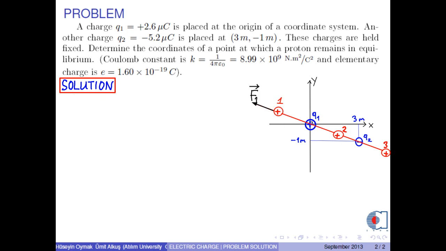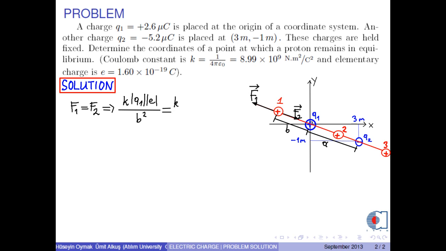The force on the proton due to Q1 is a repulsive force, and the force on the proton due to Q2 is an attractive force. If we denote the distances as b and b plus a, because the proton remains in equilibrium, the magnitudes of forces F1 and F2 have to be the same. So we write F1 equals F2. F1 is found by the formula k times the absolute value of Q1 times the absolute value of the charge of the proton, that is e, over b squared.